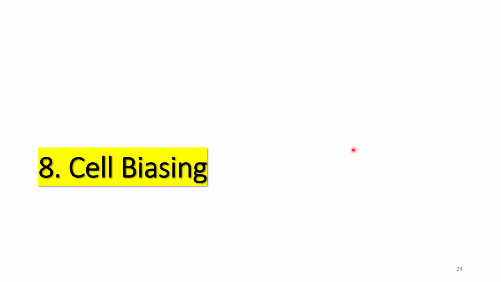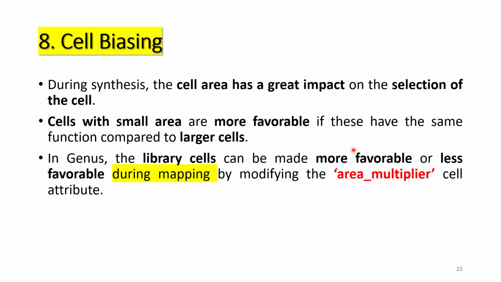Coming to the last optimization technique, that is cell biasing. Simply, cell biasing means either upsizing or downsizing. As I told you, if you are doing upsizing, area will increase. If you are downsizing, area will decrease. During synthesis, the cell area has a great impact on the selection of the cell. Cells with smaller area are more favorable if they have the same function compared to the larger. Generally, in any .lib for a particular cell, there will be an attribute called area. By using that area, you will get to know how much area that particular cell occupies.